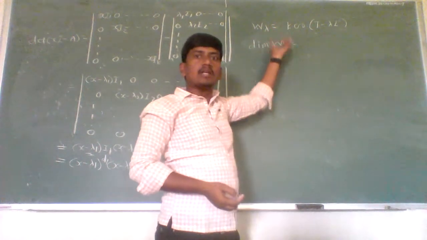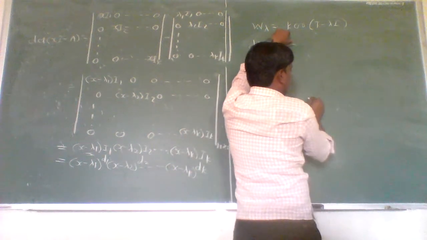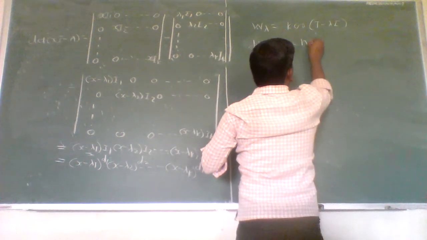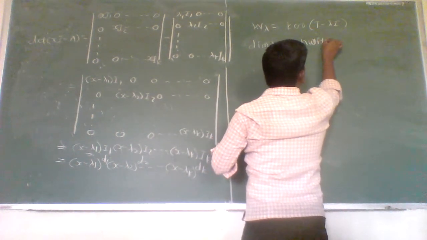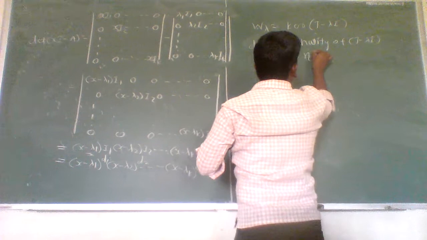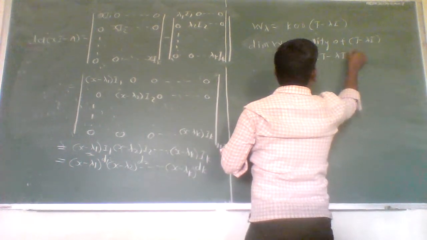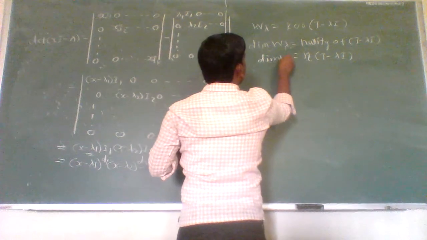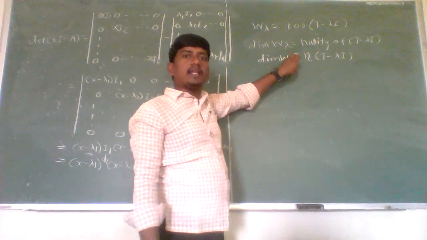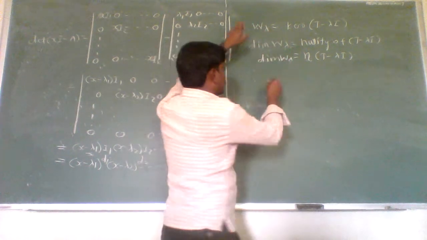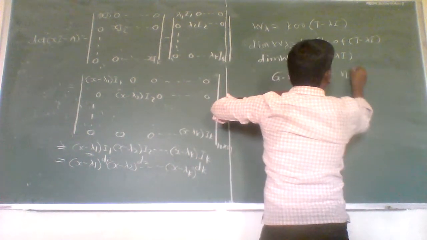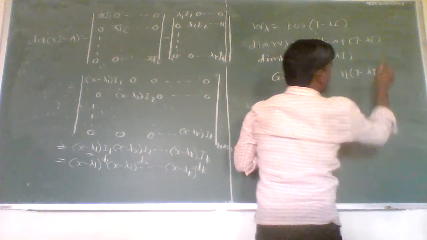The dimension of W lambda is nothing but the dimension of the kernel of T minus lambda I, which is nothing but the nullity of T minus lambda I, and this nullity is denoted by this symbol. But in the last lecture we have seen the dimension of the eigenspace W lambda is nothing but the geometric multiplicity of the eigenvalue lambda. So the geometric multiplicity of lambda is nothing but the nullity of T minus lambda I.